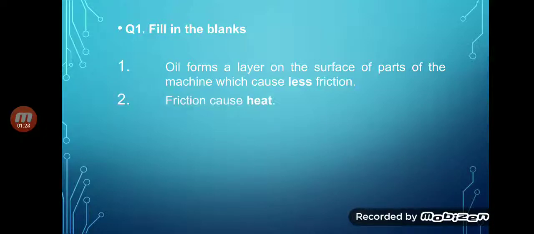Next, friction cause dash. Friction cause heat. Rub your hands together for 1 minute. Your hands will heat up. So friction cause heat.